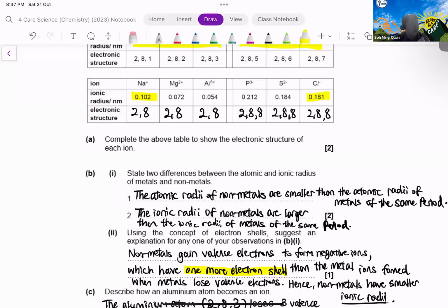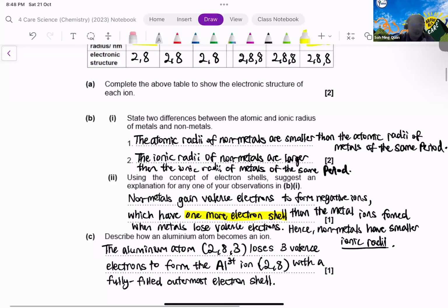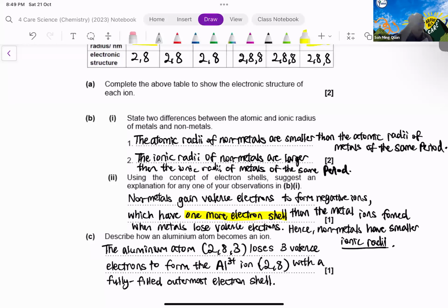I shall quickly show you the answer for C as well, because I don't think C is very hard. I think most of you know part C quite well, how an aluminium atom becomes an ion. Okay, so I shall leave this on the screen for you to take down for a while before I continue. Now, let's continue, but let's continue with this question. Let's not move on yet.